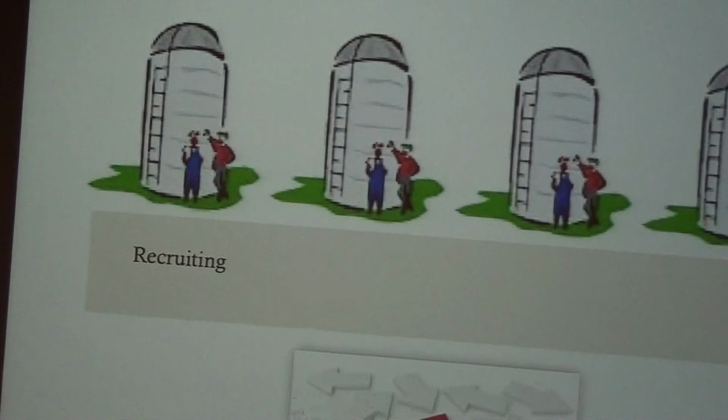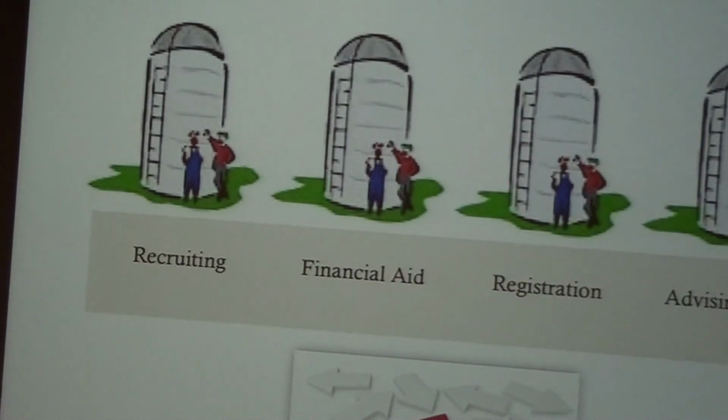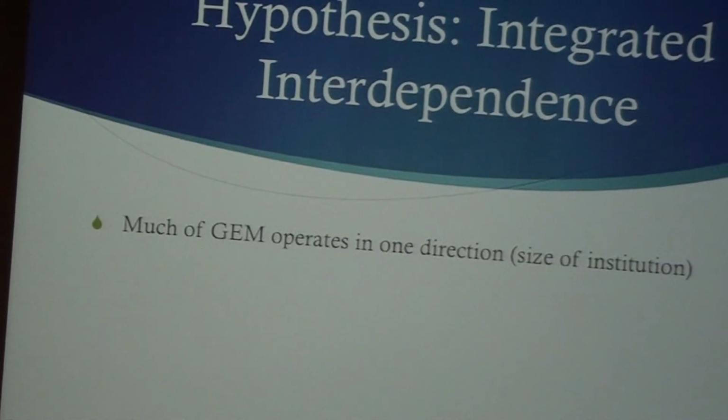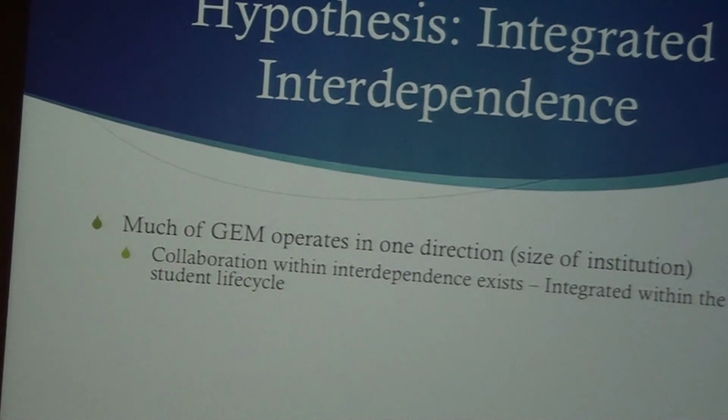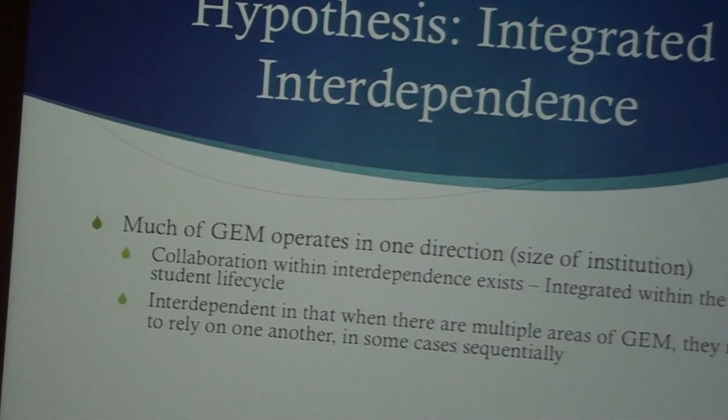Moving from that: recruiting, financial aid, registration, advising, student services, student success and retention. It's very linear, one-way direction in many cases. Many schools are evolving towards what we call the integrated interdependence model. Much of GEM, as we said, operates in one direction right now. However, there's a collaboration and interdependence between the student life cycle operations and how they all fit together. They're interdependent in that multiple areas of GEM need to rely on one another, and in some cases they're sequential. But students require differentiated student service delivery.